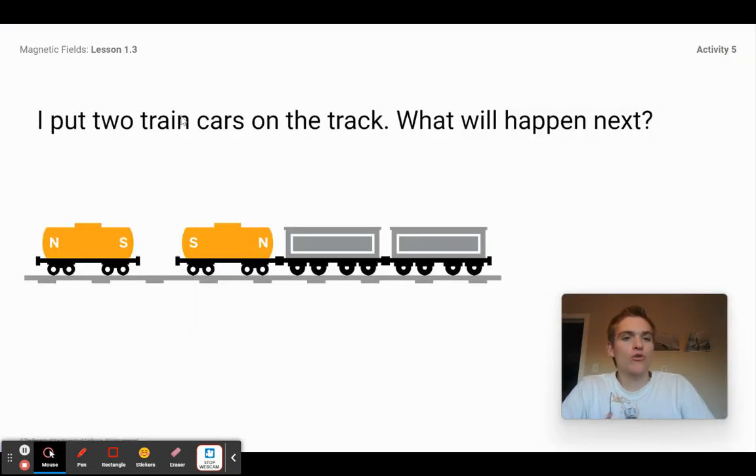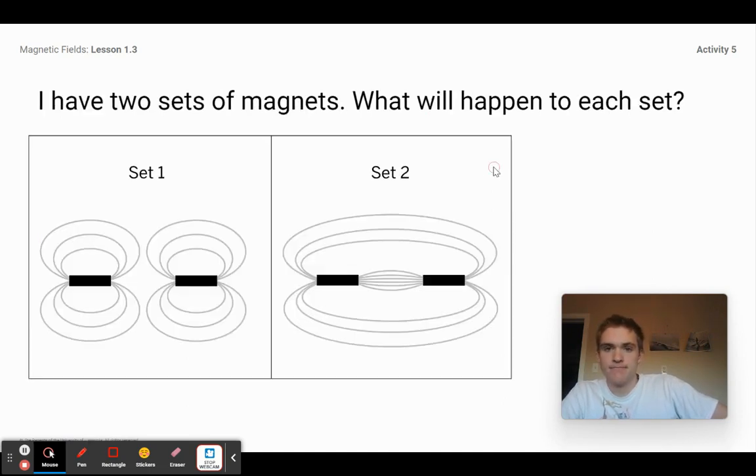So I put two train cars on the track. What will happen next? There are two South Poles and there are two North Poles. What will happen next? I have two sets of magnets. What will happen to each set? Set 1, the magnetic field lines do not overlap. Set 2, the magnetic field lines do overlap.